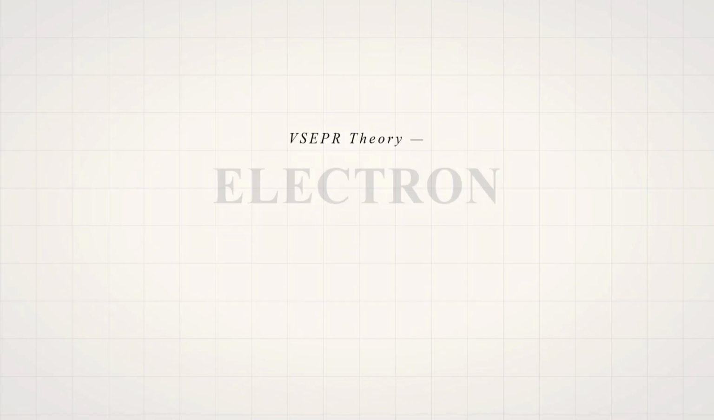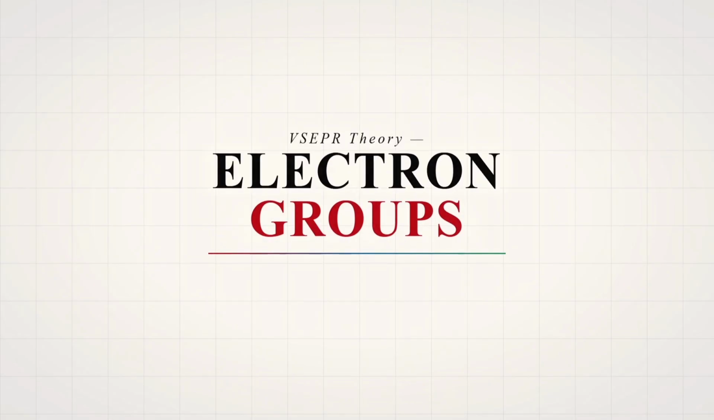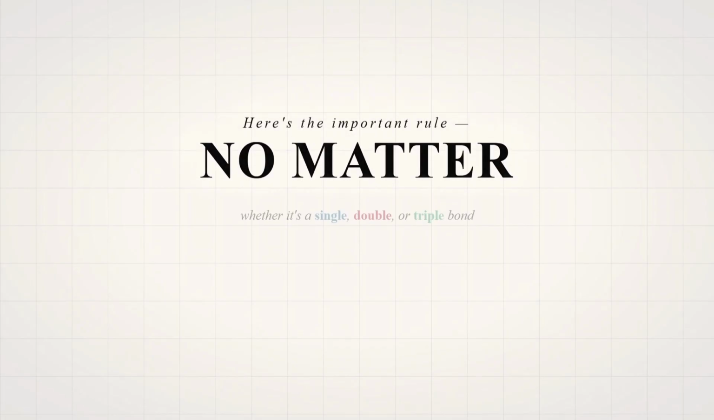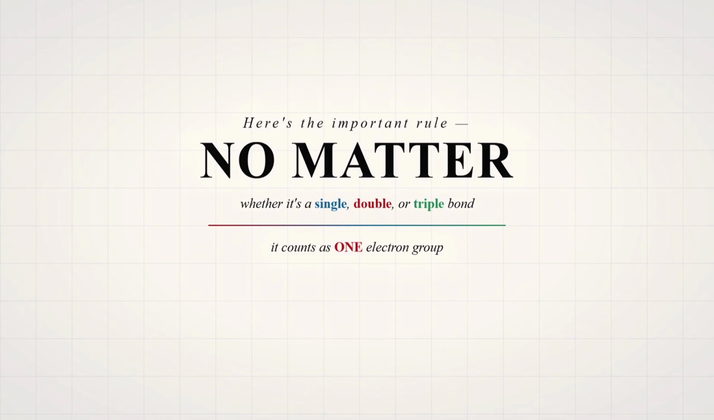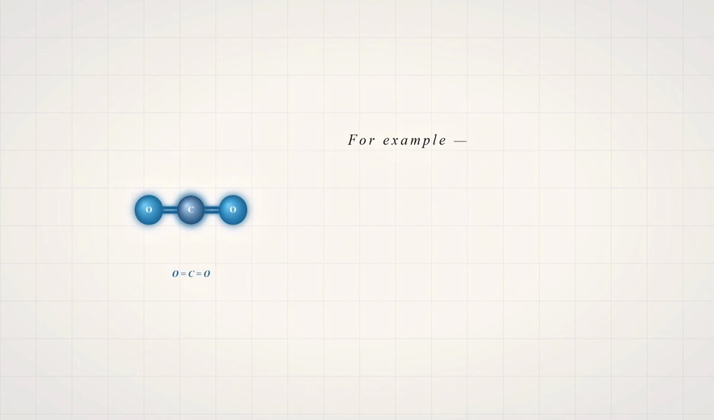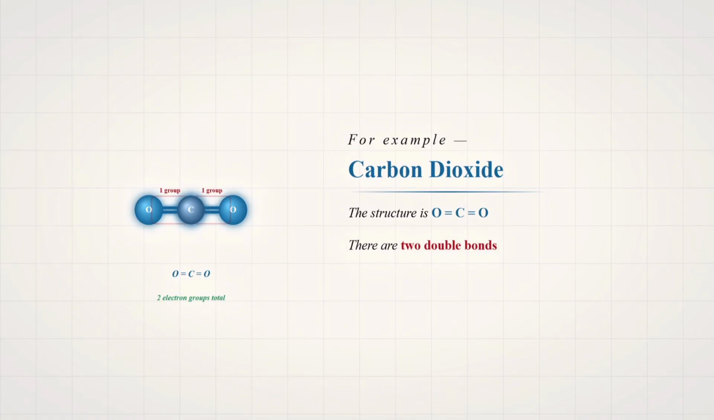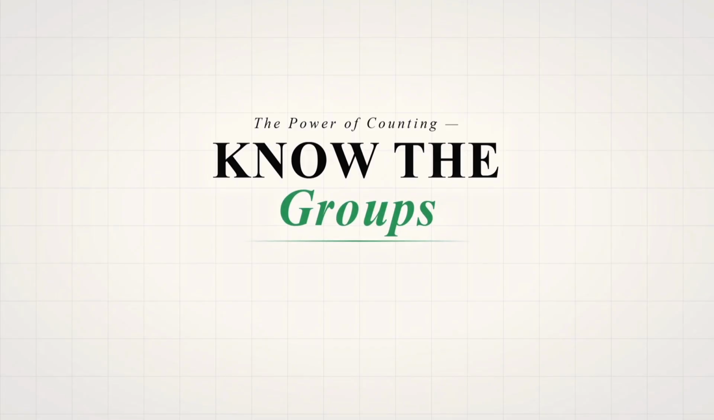In VSEPR theory, we count electron groups. An electron group can be a single bond, a double bond, a triple bond, or a lone pair. Here's the important rule. No matter whether it's a single, double, or triple bond, it counts as one electron group. For example, carbon dioxide has 2 double bonds between carbon and oxygen, but VSEPR counts them as only 2 electron groups. Once we know the number of electron groups, predicting shape becomes easy.